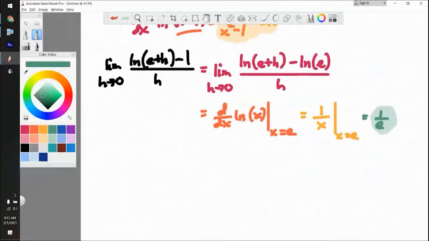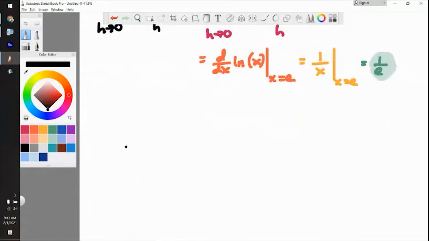Last limit one I have. The next one I have is semi-tricky, but it really isn't if you really understand the concepts. But it is a Monday, so. All right, ready?